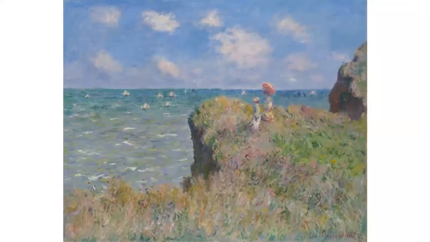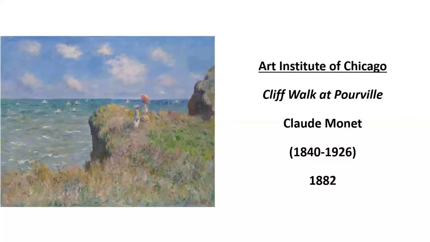Now, here's a pretty well-known work of Monet's. This is a young couple, two ladies walking on a cliff along the ocean in northern France. And this is also one of Monet's well-known works. This is at the Art Institute of Chicago. He made this painting in 1882. You may have seen this one before. It's also one of his many hits from the midpoint of his career.